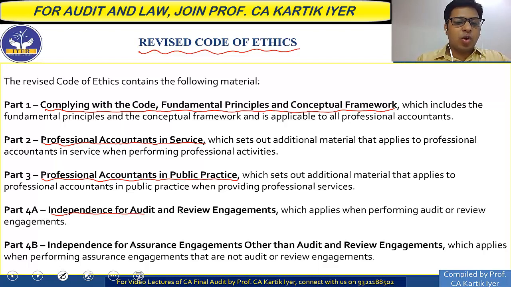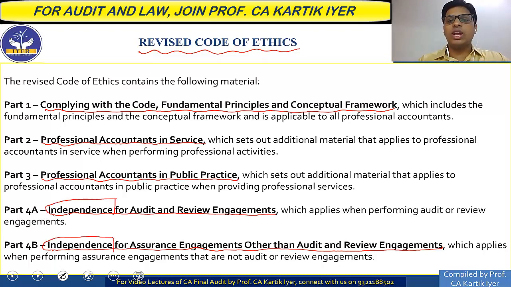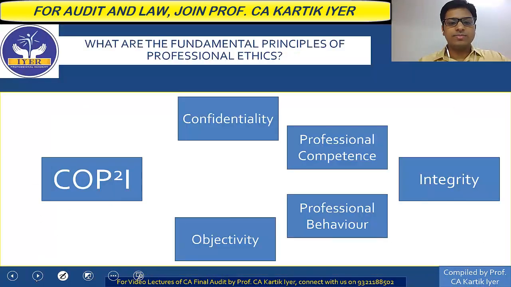Next is independence for audit and review engagement. Now, this basically pertains to the independence for audit and review areas. And secondly, they have given independence for assurance engagement other than audit and review engagement. So other assurance engagements are covered here. In this manner, they have covered it into part 1, part 2, part 3, part 4A and part 4B. Both the independence matters they have covered in part 4A and 4B. Now this is something the students must already be knowing, but however, they have increased the content in relation to these areas. So we'll do that in depth so that you don't have to worry about this at all.